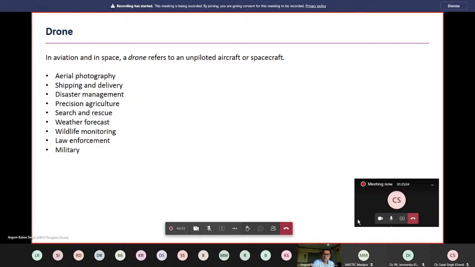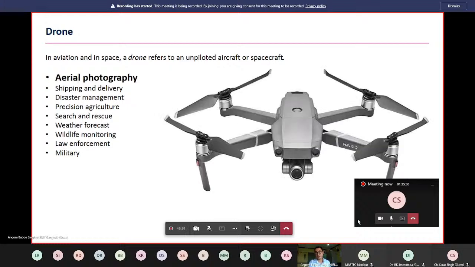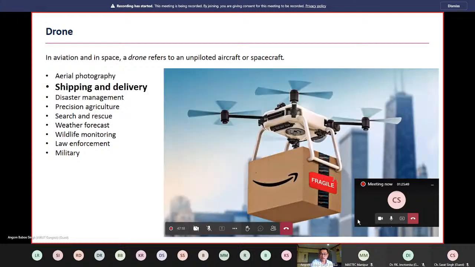So some of the technology that may be changing our life in the future is the drone, which is right now being used for aerial photography. Before, aerial photography was a very costly task. We needed to hire helicopters or some other, like a big crane, to take a photograph. But now drones are very effective in taking aerial photography. Shipping and delivery: Amazon and other companies are using drones for delivery of their goods. Even pizza delivery is there in various places. In Mizoram, I heard there is paan delivery using drones.